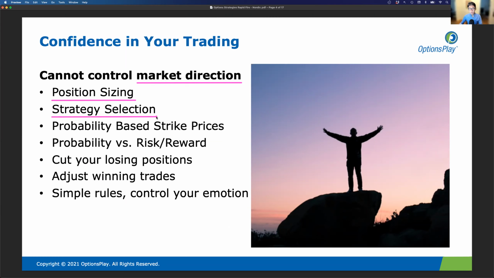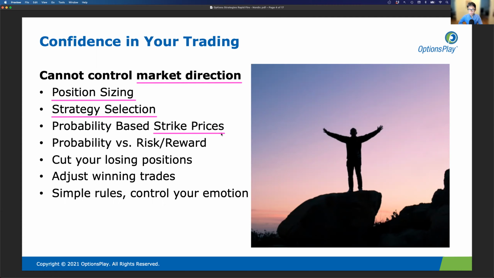And when we talk about selecting a strategy, we're going to talk through a lot of different strategies here today. And what we're going to talk about predominantly is how to utilize a probability-based approach to selecting your strike prices. And this is really kind of where a lot of our research is being done in terms of how do you go about selecting your strike prices, especially when you take a delta-based approach.